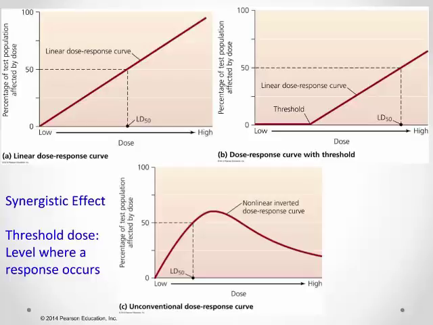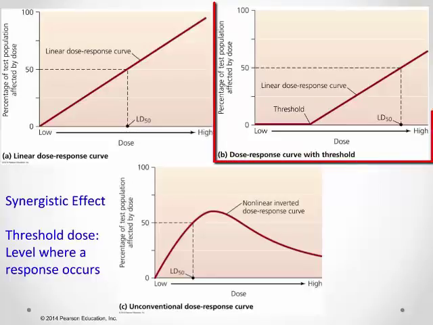When looking at a dose-response curve, toxicologists are also interested in the threshold dose, or the level where a response occurs. Looking on a graph, the threshold would be where the line changes direction rapidly. You can see this clearly on the graph in the upper right-hand corner of this slide.